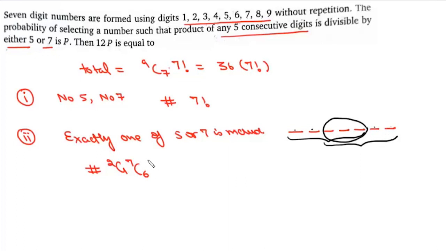So for 5 we have to choose one place, and that can be done in 4c1 ways. And then we can arrange these remaining 6 numbers in factorial 6 ways. So that's our second case when exactly one of 5 or 7 is included. So if there is no 5 and no 7, all the numbers are not divisible by 5 and 7. For the second also, these are the cases where the number formed is not divisible by 5 or 7. We are solving this question using exclusion. And then this third case when both 5 and 7 are included.